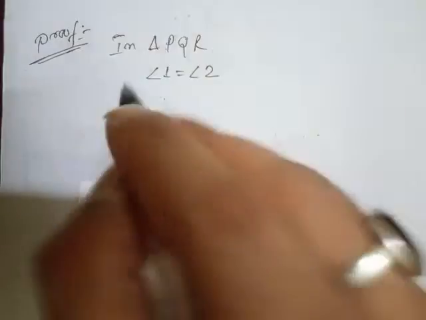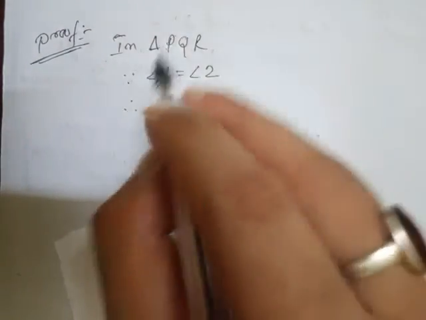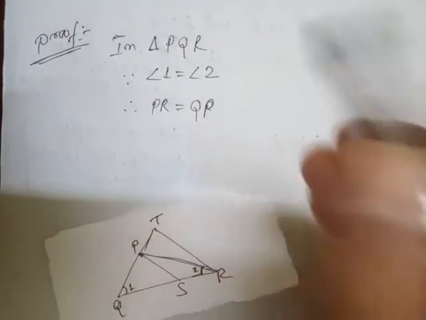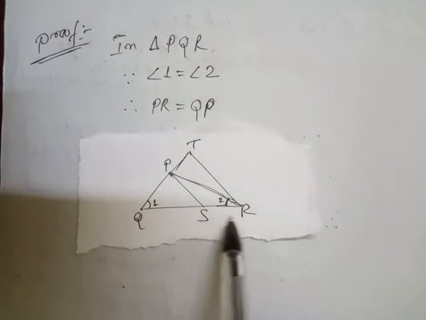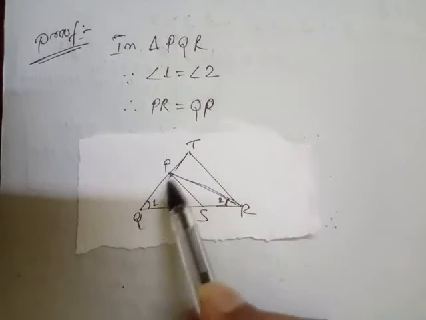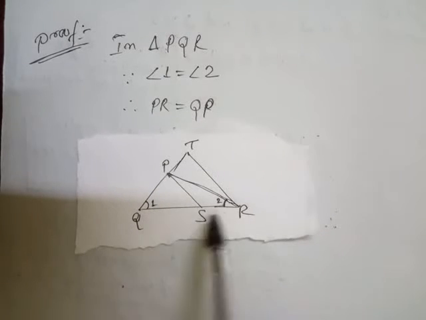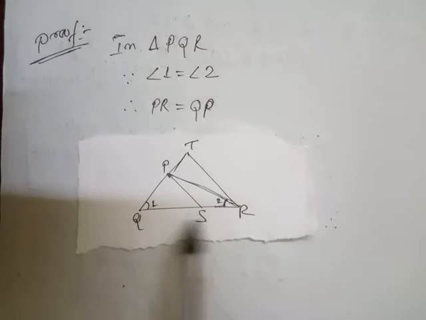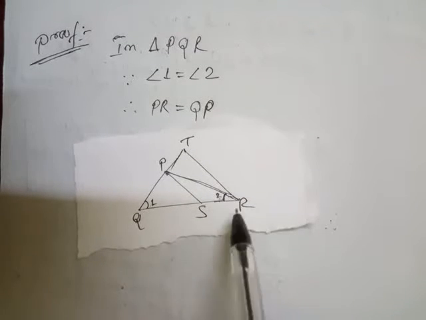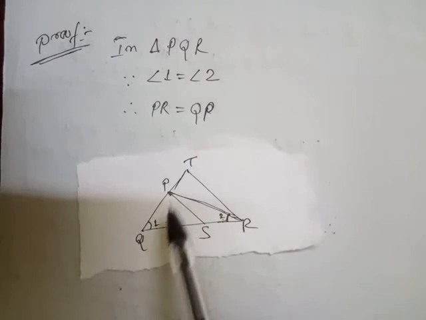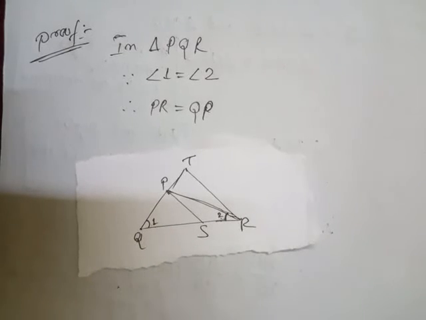Since angle 1 equals angle 2, therefore we will write PR equals QP. Look here, in triangle PQR, angle 1 equals angle 2. Angle 1 means Q and 2 means R, so angle Q is equal to angle R. Since these two angles are equal, PR equals QP or PQ, whatever. What is the reason here?